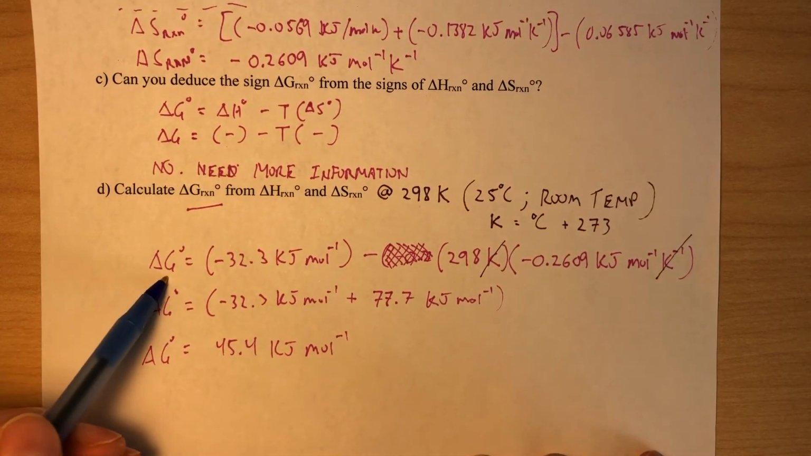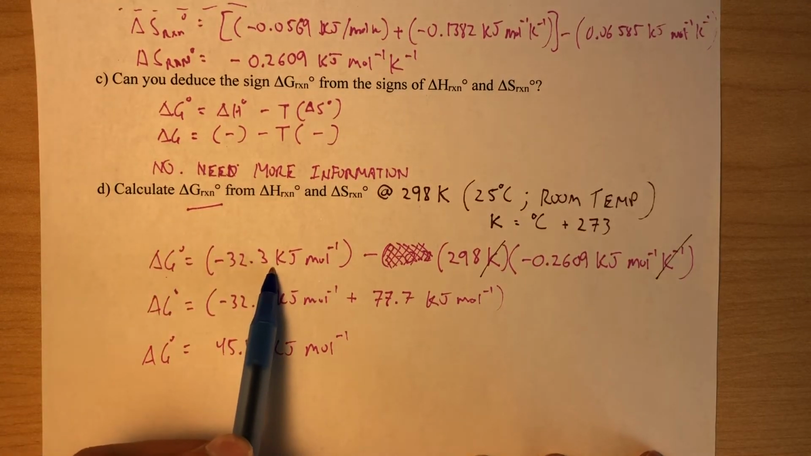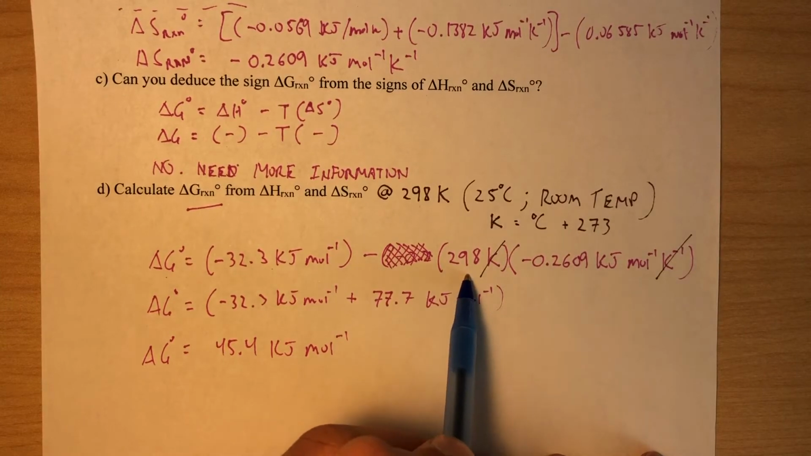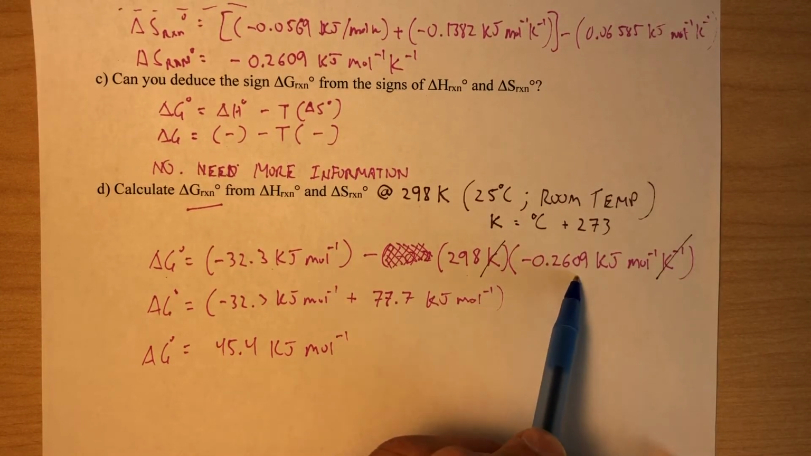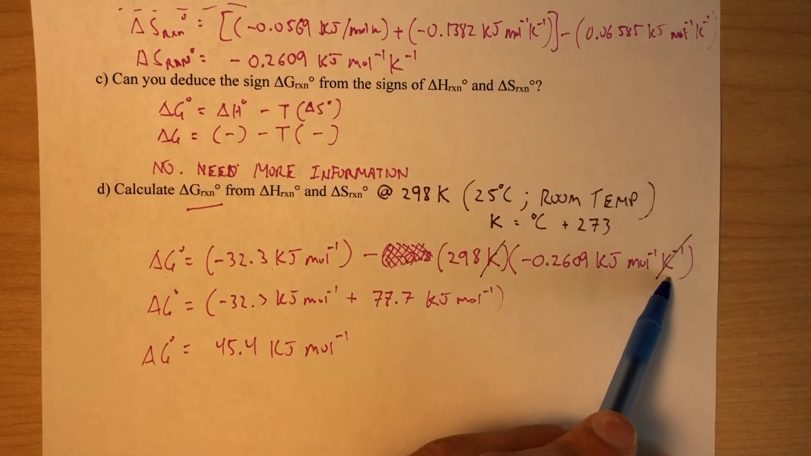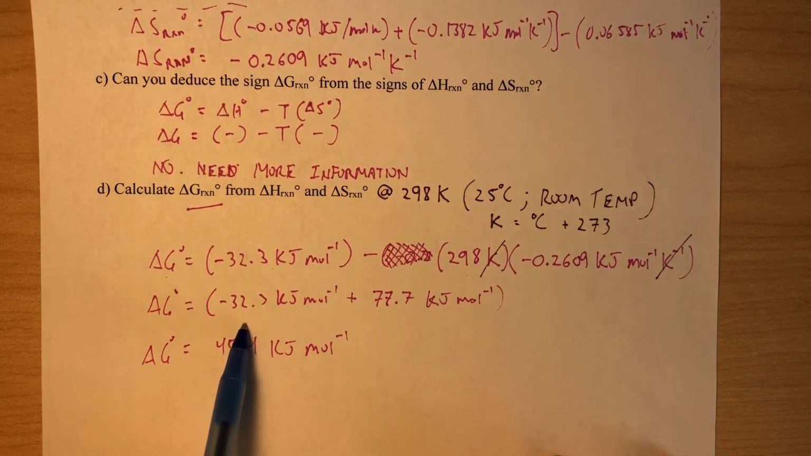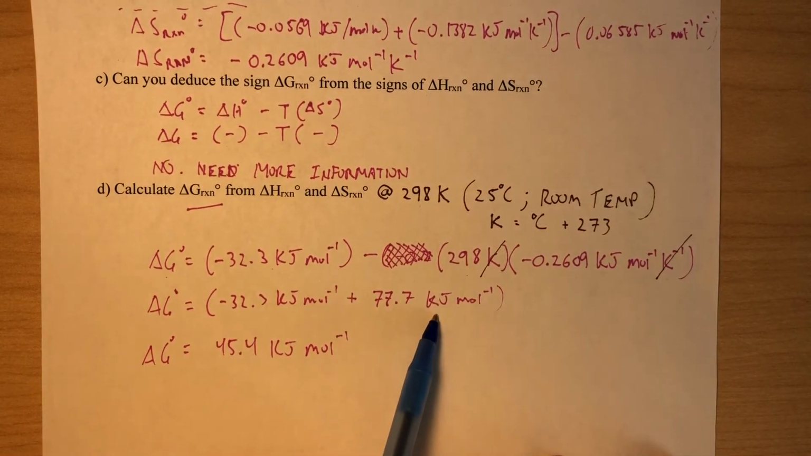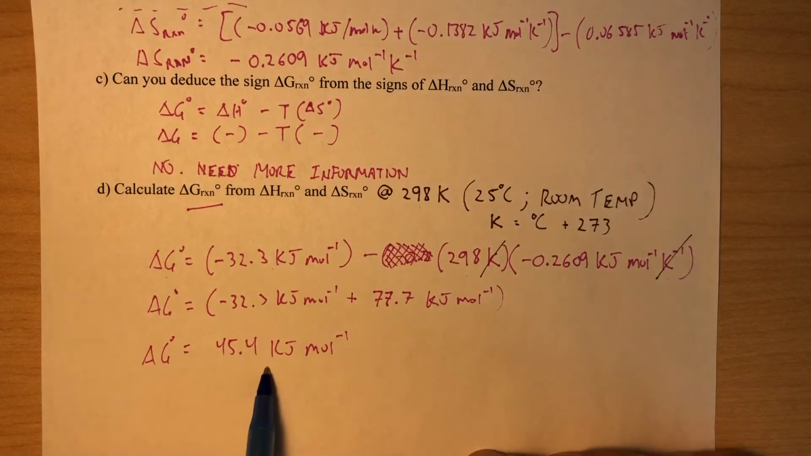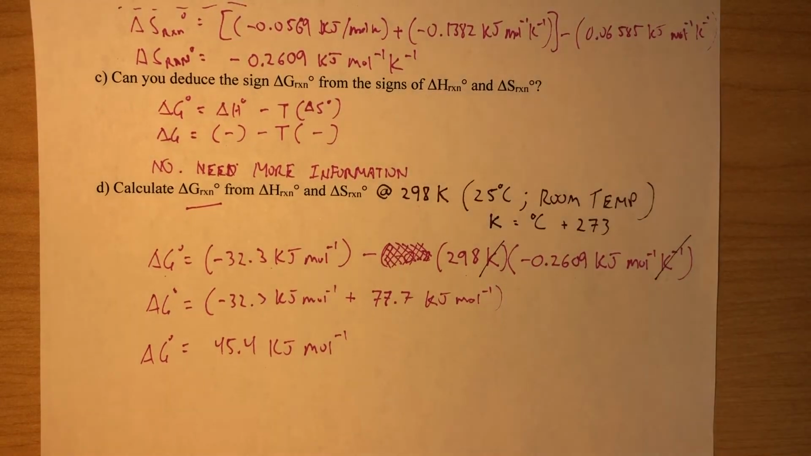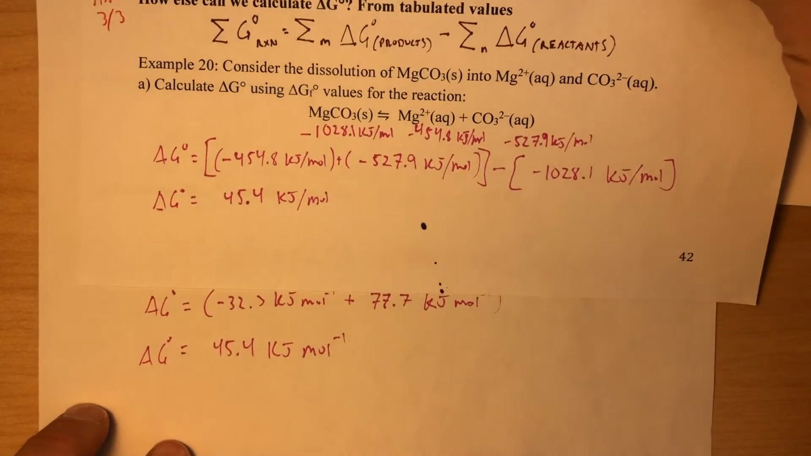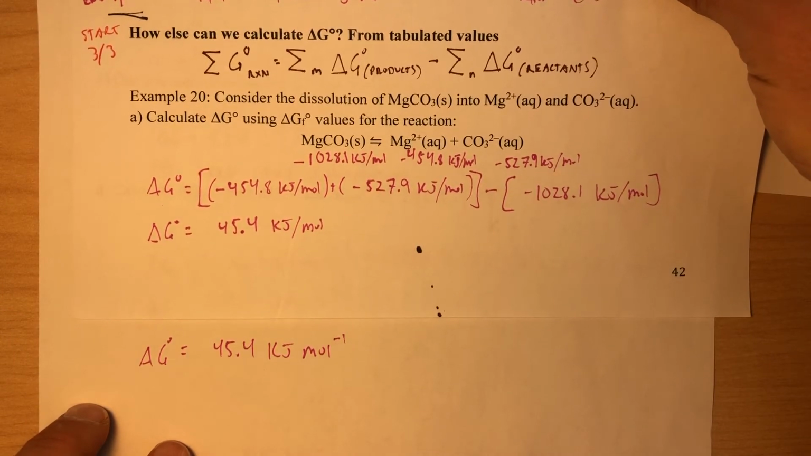So delta G is going to be equal to our delta H value, negative 32.3 kilojoules per mole, minus our temperature, 298 Kelvin, times our change in entropy, negative 0.2609 kilojoules per mole per Kelvin. Our Kelvin cancels. This is why we always need to have our temperature in Kelvin. And what we're left with are two values that both have units of kilojoules per mole being added together, and we get a delta G that is 45.4, which is the same delta G that we calculated at the beginning of the example, 45.4 kilojoules per mole.